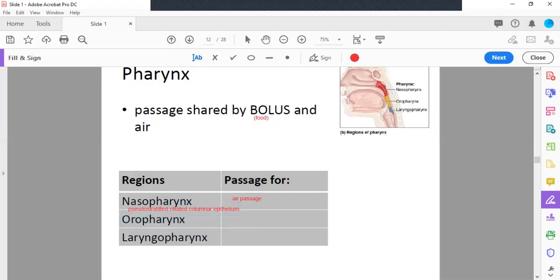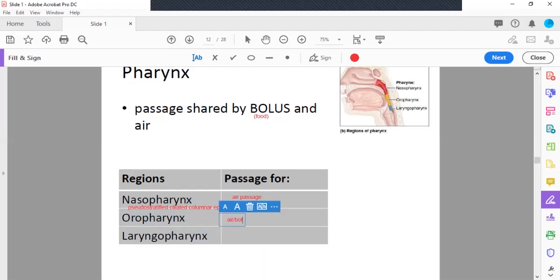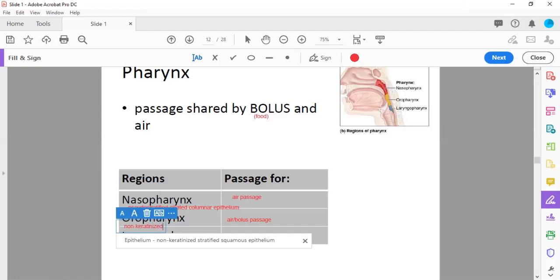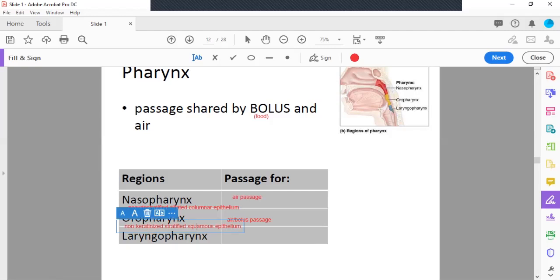Now, the oropharynx is a passage for air and bolus. What kind of tissue can you find in the oropharynx? The oropharynx contains non-keratinized stratified squamous epithelium. And the same goes for the laryngopharynx, the same tissue type.